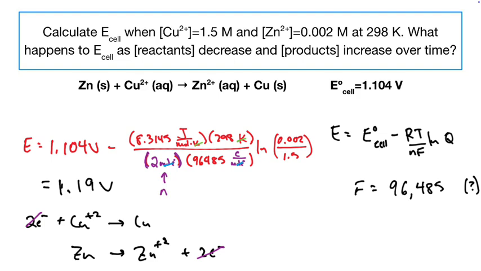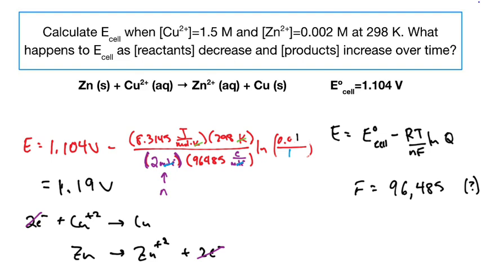Okay? So what happens to our cell potential? How would we figure that out? If you don't really know, then pick some random numbers. If the products increase, don't use 0.002. What should you use? How about 0.1? Okay? So our products increased. We need our reactants to decrease. So pick a smaller number. You could just pick 1. Recalculate and see what happens.